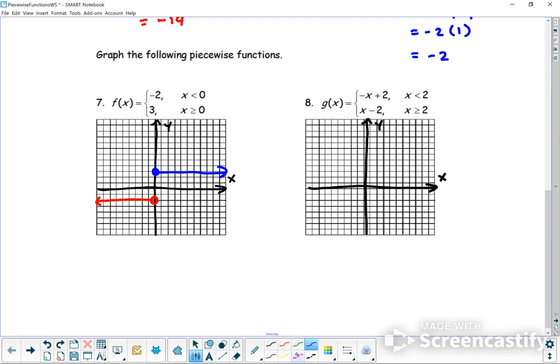Number 8. Let's start with negative x plus 2. Here's positive 2. Negative x is just the line that goes diagonally down, down 1 over 1, down 1 over 1. So it actually looks like this.